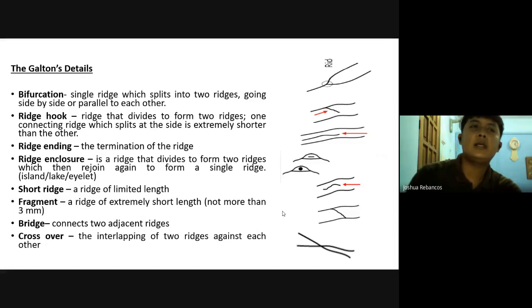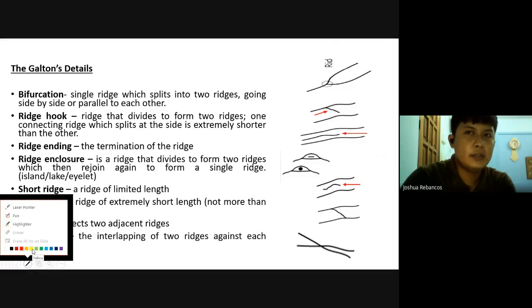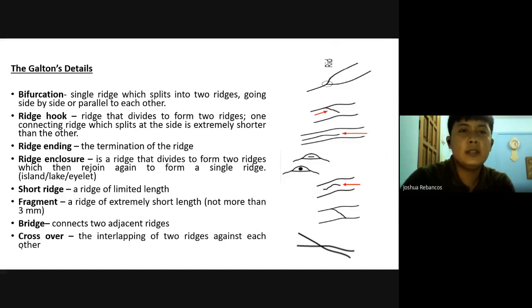Okay. Proceed tayo guys sa Galton details. Itong si Francis Galton, meron siyang system of characterizing fingerprints. Sorry, ridges pala. So, meron tayong tinatawag na bifurcation. Itong bifurcation, guys, single ridge siya, which is split into two ridges going side by side or parallel to each other.